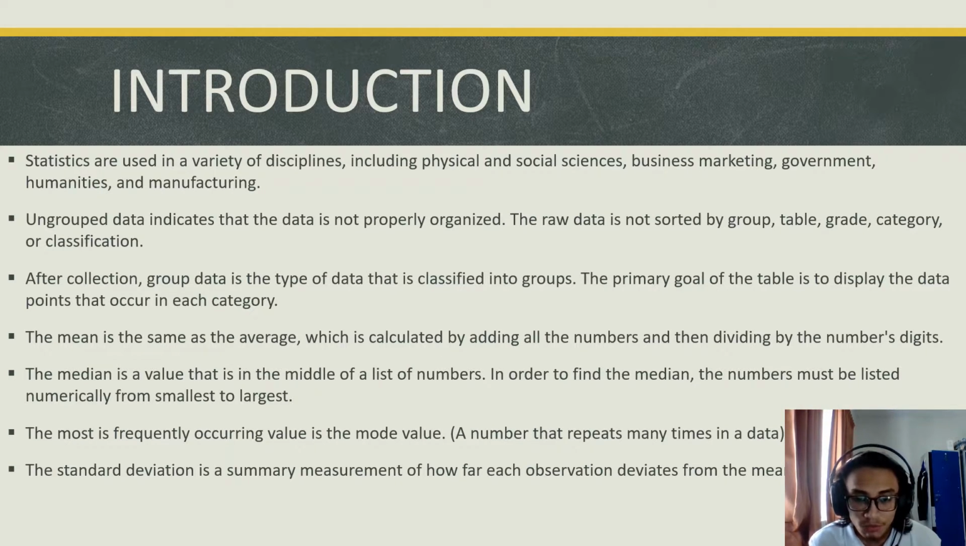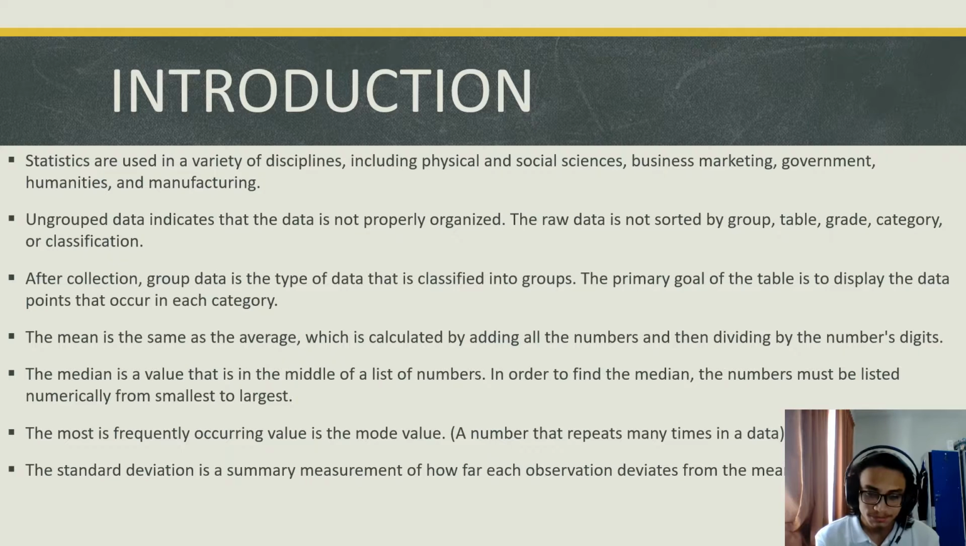Mean is the same as the average, which is calculated by adding all the numbers and then dividing by the number of digits that you have. Median is the value at the middle of the numbers. In order to find the median, arrange the numbers numerically from smallest to largest, and then you have the middle one.